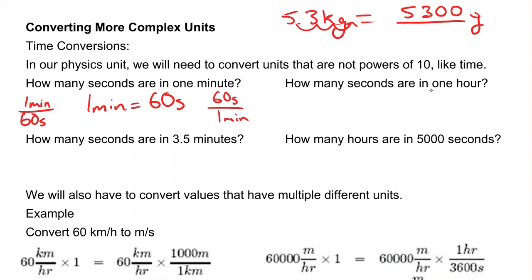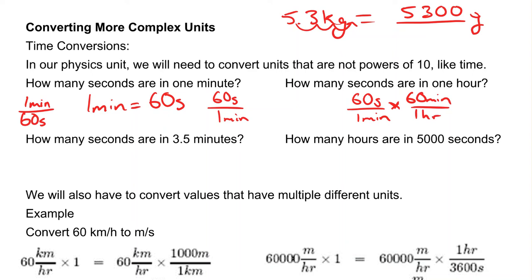So how many seconds are in 1 hour? Ooh, that one's a little bit tougher. So there's 60 seconds in 1 minute, and we need to know how many minutes are in an hour. How many minutes are in an hour? Yeah, 60 minutes. So there's 60 minutes in 1 hour.